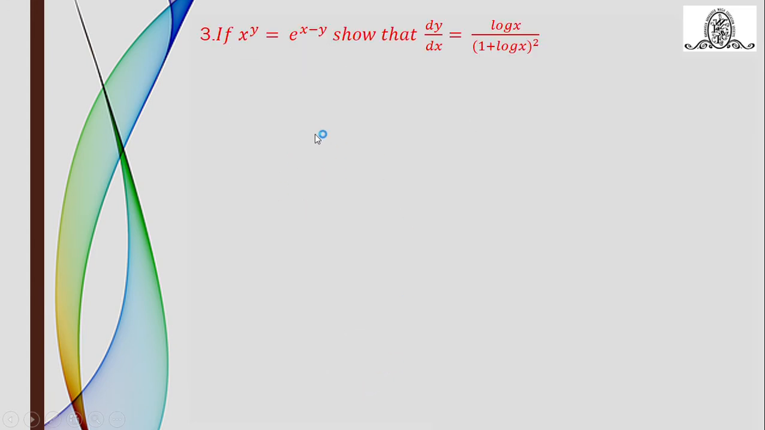Next is x raised to y equal to e raised to x minus y. Once again the implicit function there. And here the question is to show that dy by dx is equal to this fraction, which is log x upon (1 plus log x) bracket square.